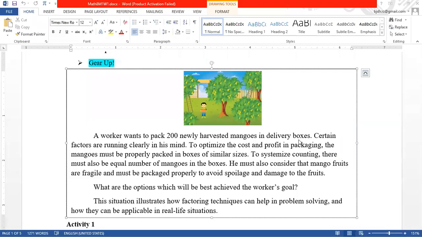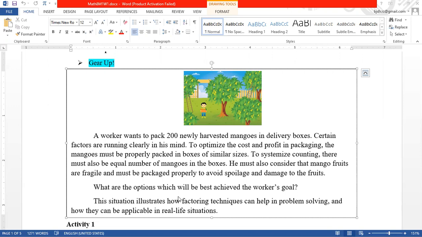harvested mangoes in delivery boxes. So certain factors are running clearly in his mind. To optimize the cost and the profit in packaging, the mangoes must be properly packed in boxes of similar sizes. So to systemize counting, there must also be an equal number of mangoes in the boxes. We must also consider that mango fruits are fragile and must be packaged properly to avoid spoilage and damage to the fruits. So what are the options which will best achieve the worker's goal?